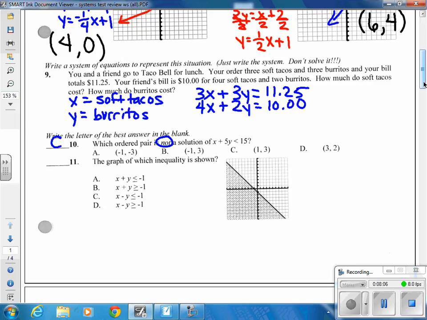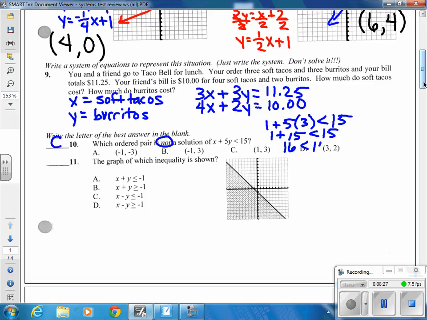C is the one that does not work. So I'm going to show you why it does not work. Everything else will work. So if you come up with something different, then you'll need to ask me about that in class. All right, if we plug in our x as 1 and our y as 3, and we check it out, 5 times 3 is 15, so this is 1 plus 15 is less than 15. 1 plus 15 is 16.